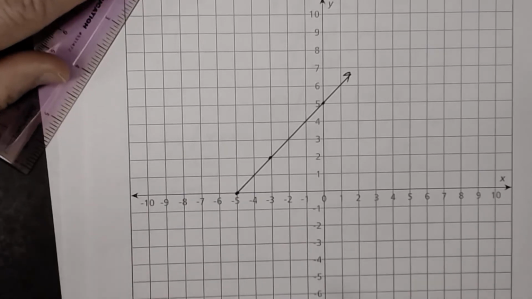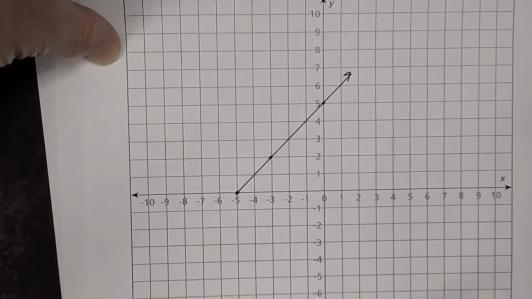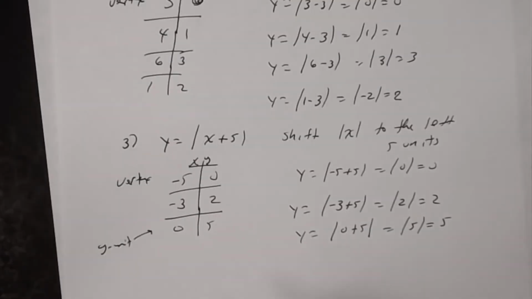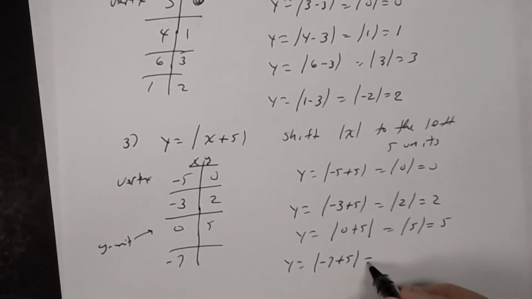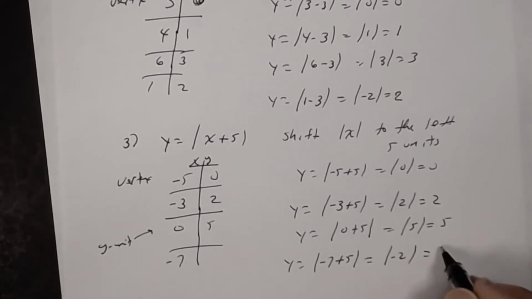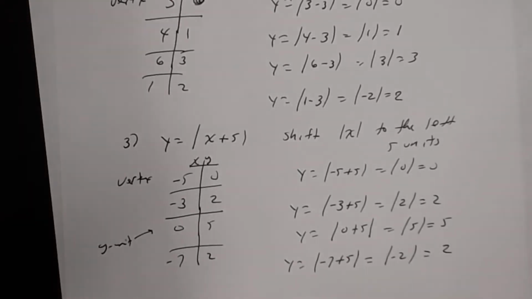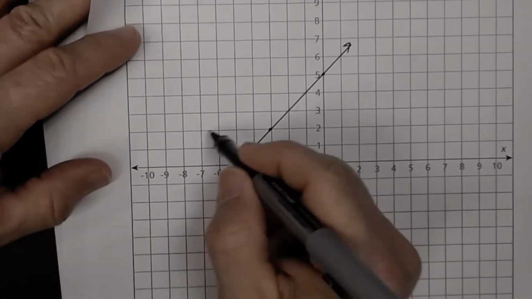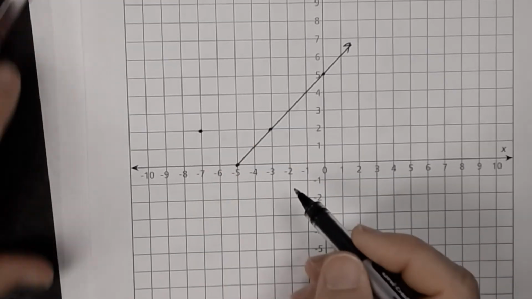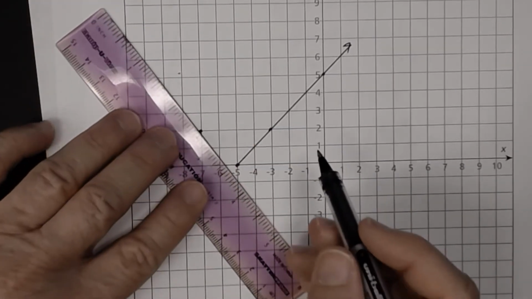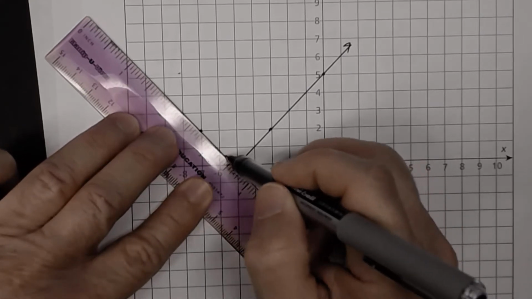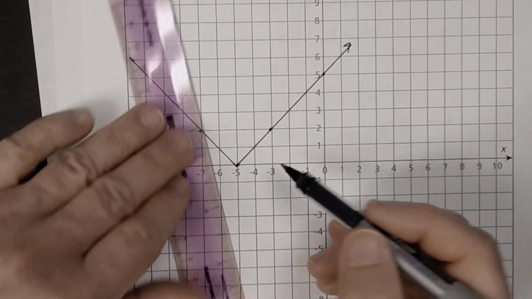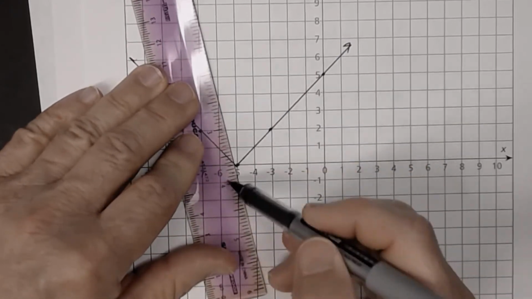I know that the other side then is going to do this. So let's just pick one more point on that side. So let's say negative 7. So if x is negative 7, I get y equals the absolute value of negative 7 plus 5. Negative 7 plus 5 is a negative 2. The absolute value of negative 2 is a positive 2. So I plot the point negative 7, 2, and I get this. All right, and so there's your graph. Now you've got to make sure it looks symmetrical about that vertex. Okay, so if you make a mistake and it looks like this, you know that cannot look like this.